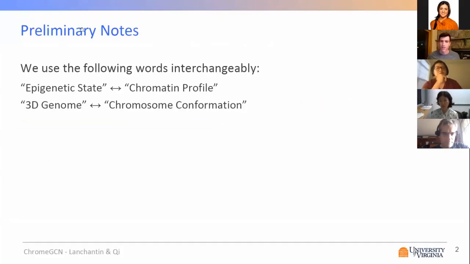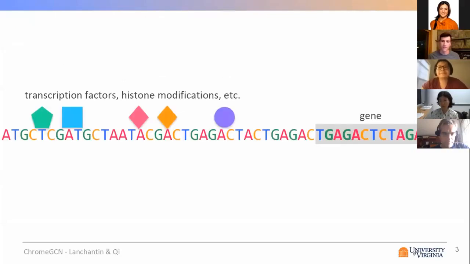So just a quick preliminary note before I get going. We use the following words interchangeably: epigenetic state with chromatin profile, and 3D genome with chromosome conformation. So throughout the talk, I'll use those interchangeably.